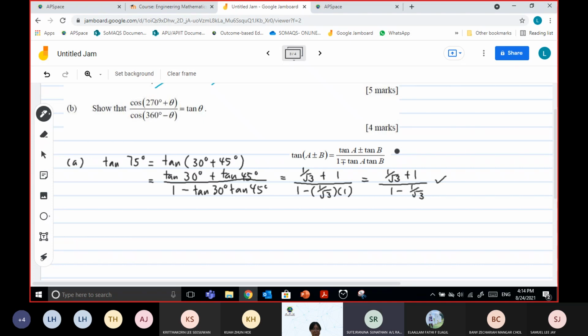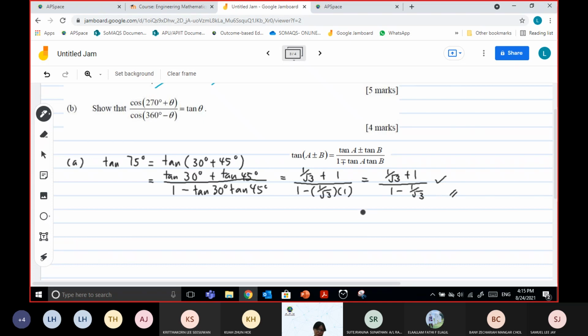Miss, my answer is (square root 3 plus 3) over (3 minus square root 3). Should that be okay also, right? You go further to simplify, is it? Yeah. Okay, if we go further to simplify, since this question has no requirement, it is acceptable.